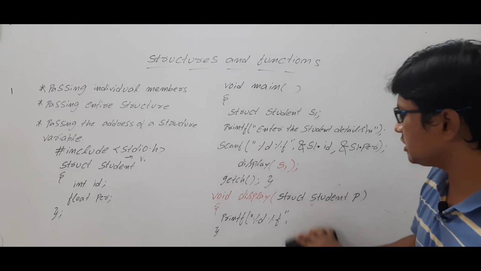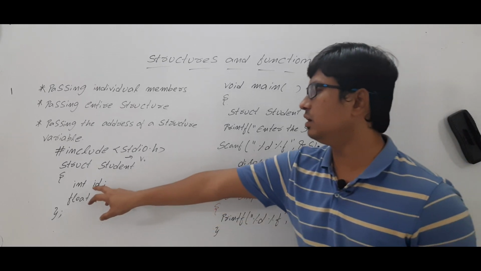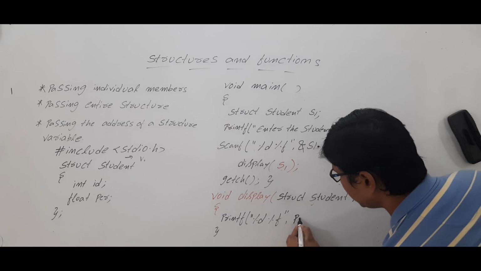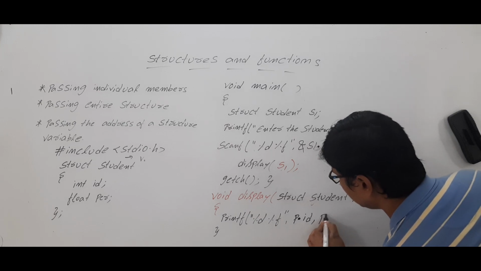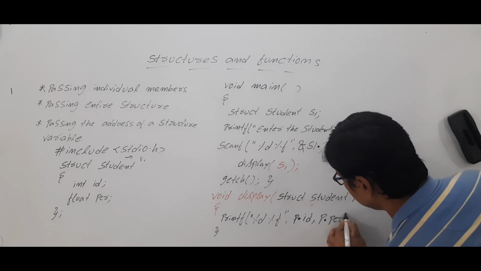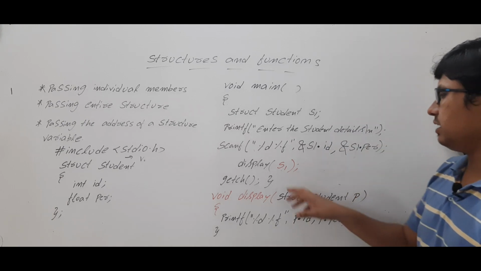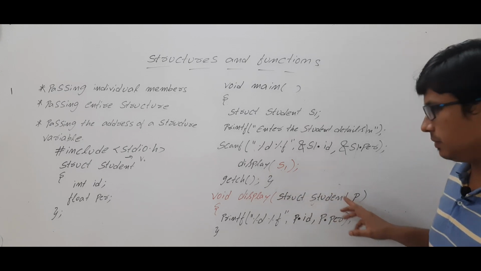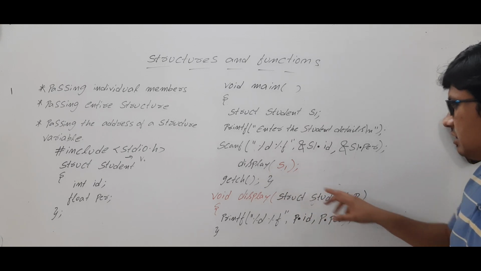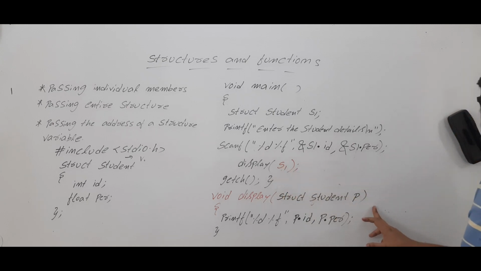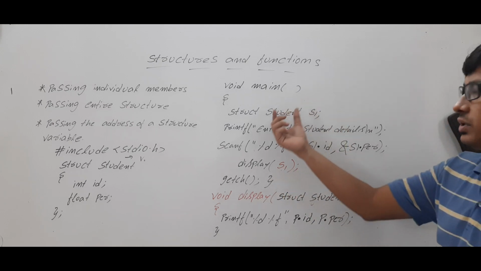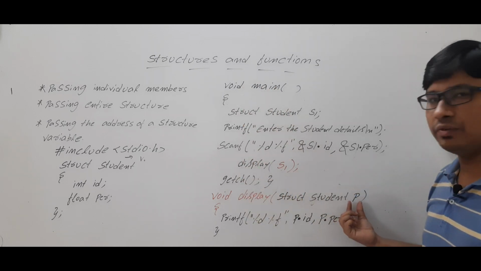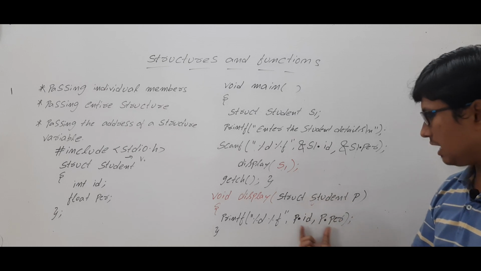Now if I want to display the values of the members of the variable s1, then I can write it as p dot id comma p dot per, because this is my actual parameter called s1 and this is my formal parameter. So if I declare like this, the meaning is that p is equal to s1. Now whatever values are there in the variable s1 will be copied to the variable p, which is a struct student, and I am displaying them.